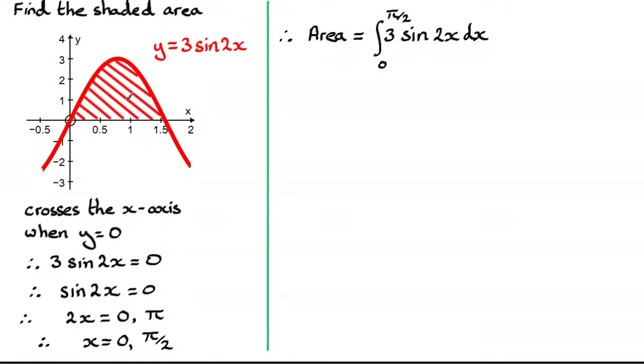Mr. Bowles, 3 units squared. Good, well done. Okay, that's it. It is 3 square units. Let's show you how it's done.